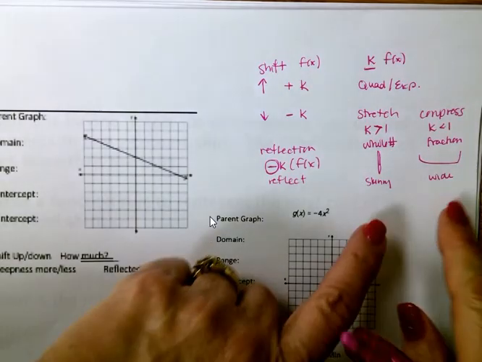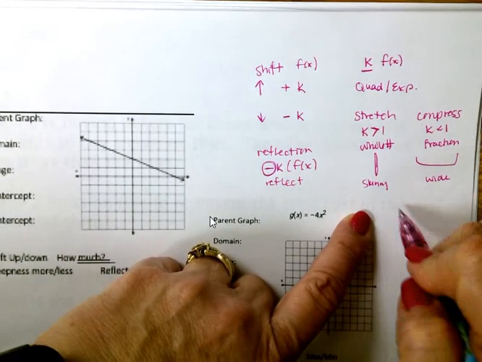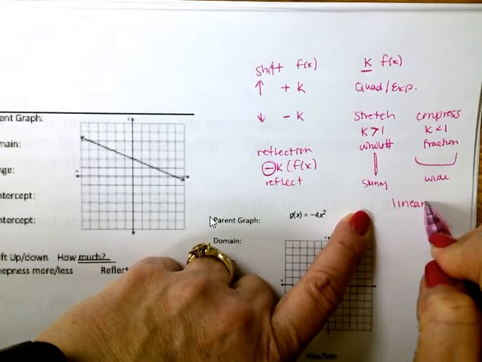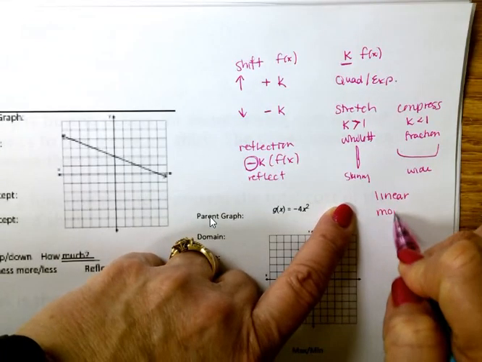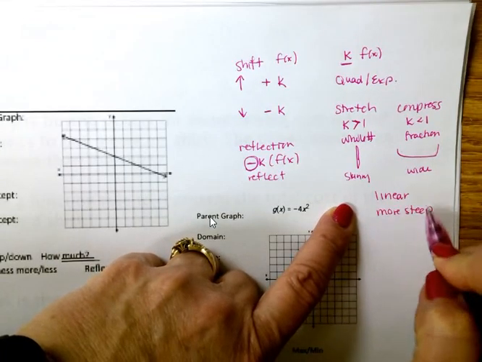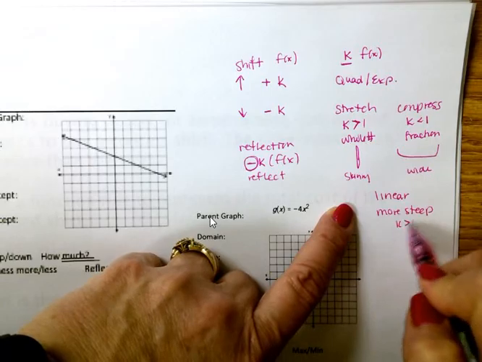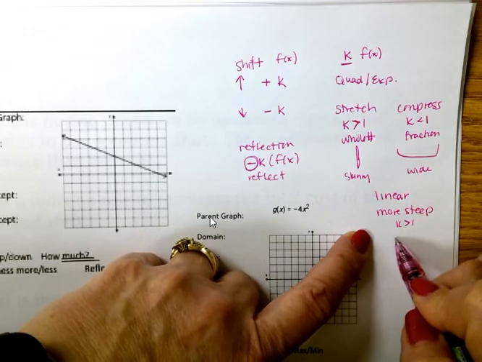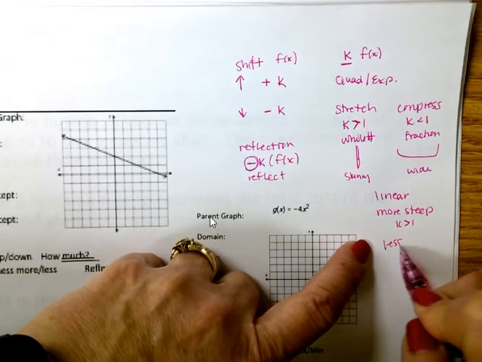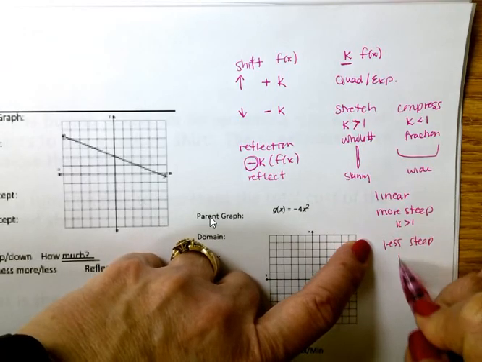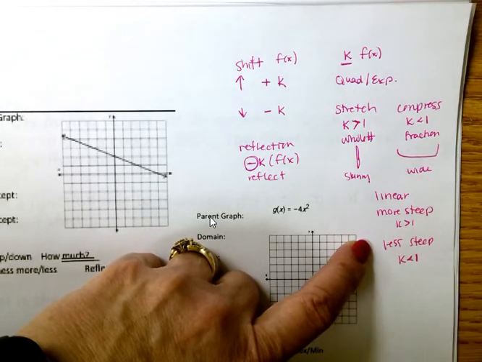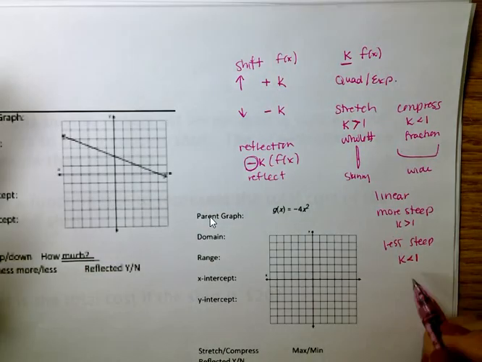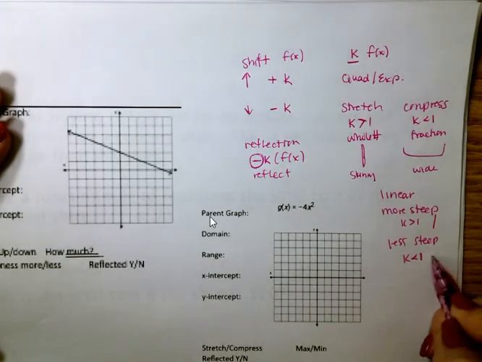Back to here, sorry, when we're talking linear, I lost linear. Sorry, linear, he's going to be more steep, which means k is greater than 1. So that's like a slope of 3, 4, 5. He would be less steep if k was less than 1, like a half, a third, a fifth. He'd be either like this, really steep, or really flat like that.